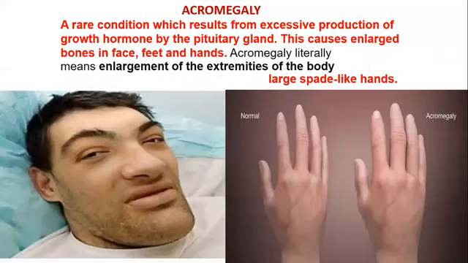There is a condition called acromegaly, which is usually associated with hypersecretion of growth hormone in the adolescent period. It is a rare condition which results from excessive production of growth hormone by the pituitary gland. This causes enlargement of bones in the face, feet, and hand. Acromegaly literally means enlargement of the extremities of the bone. The hand also looks like a spade.